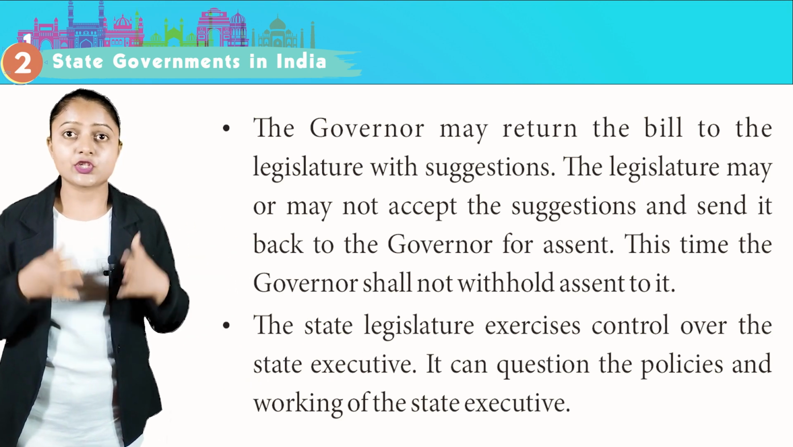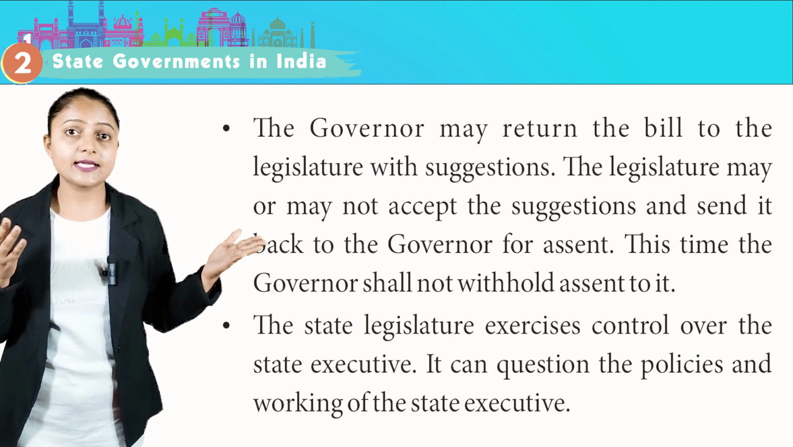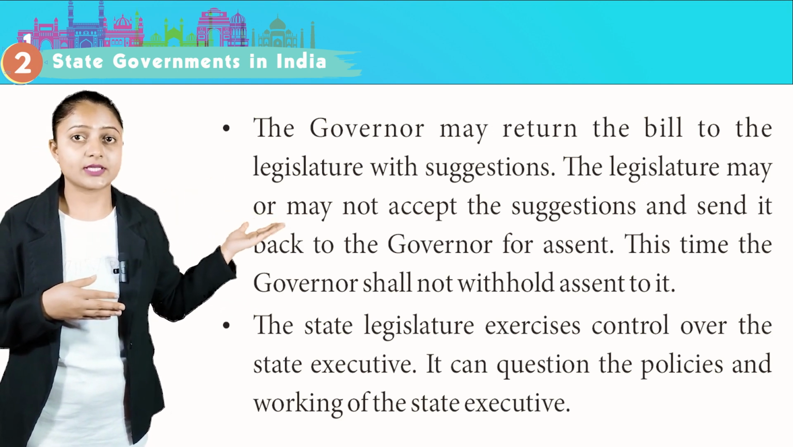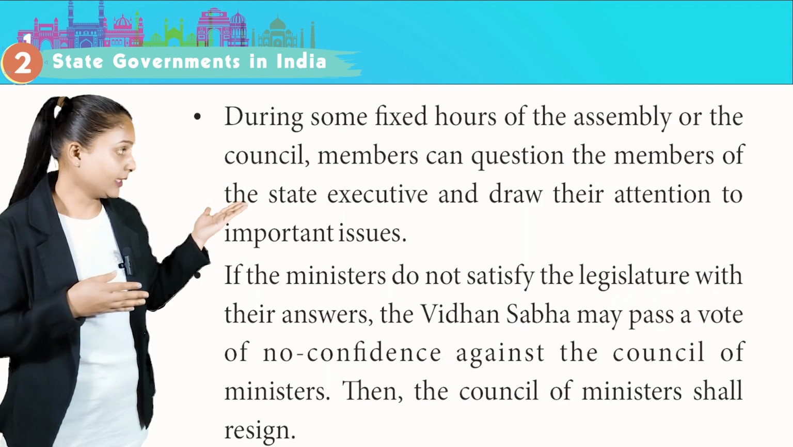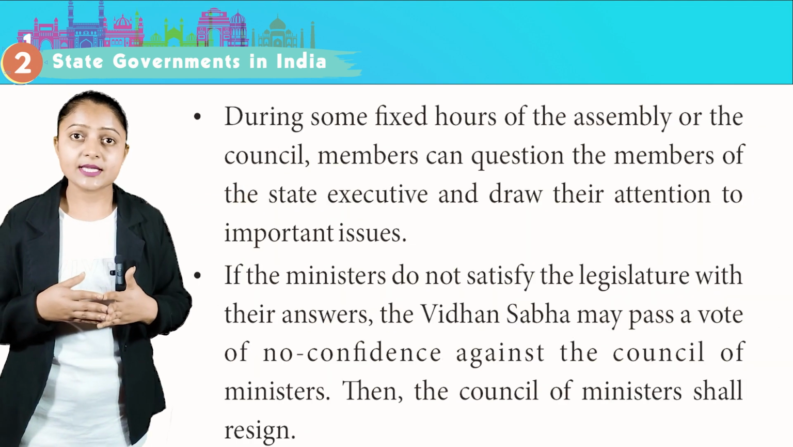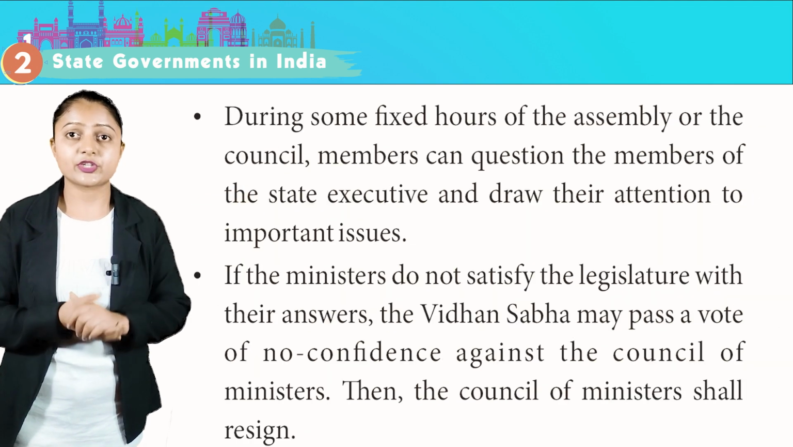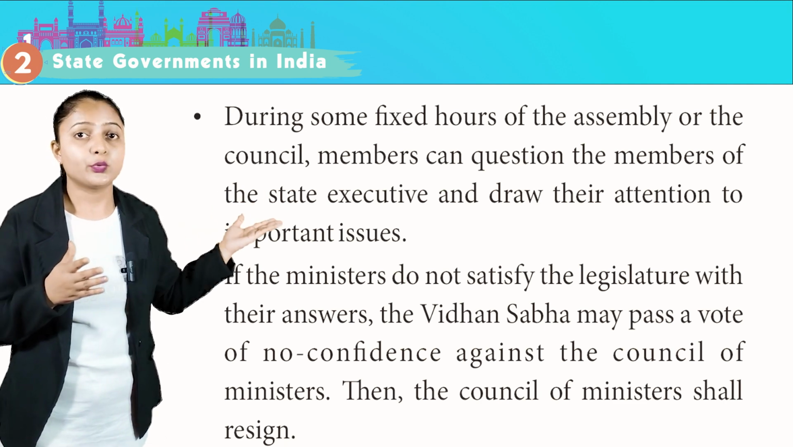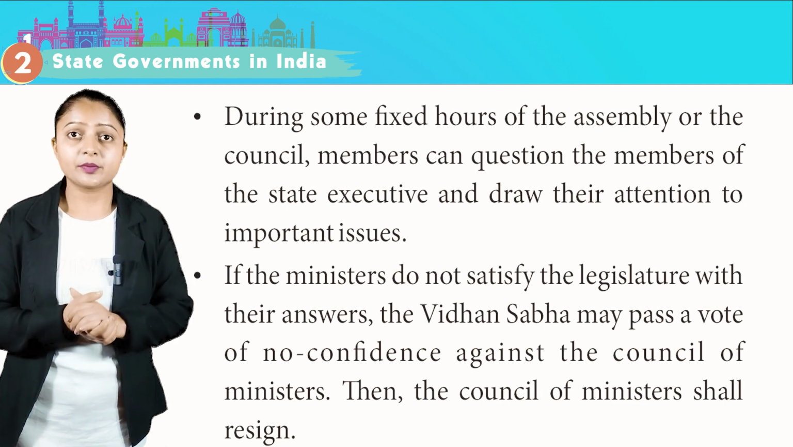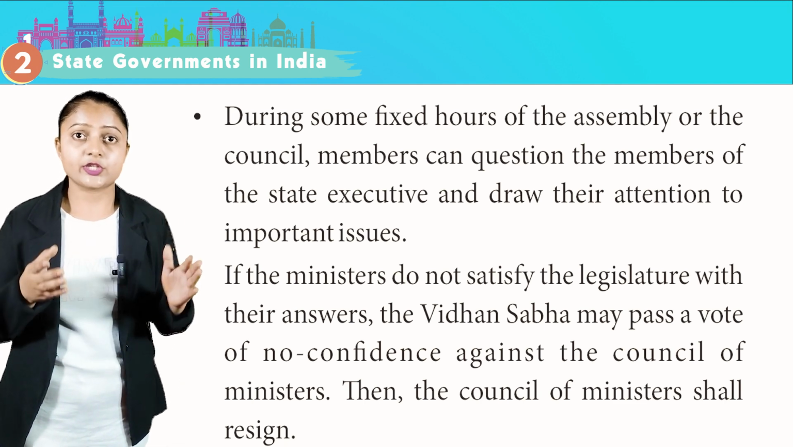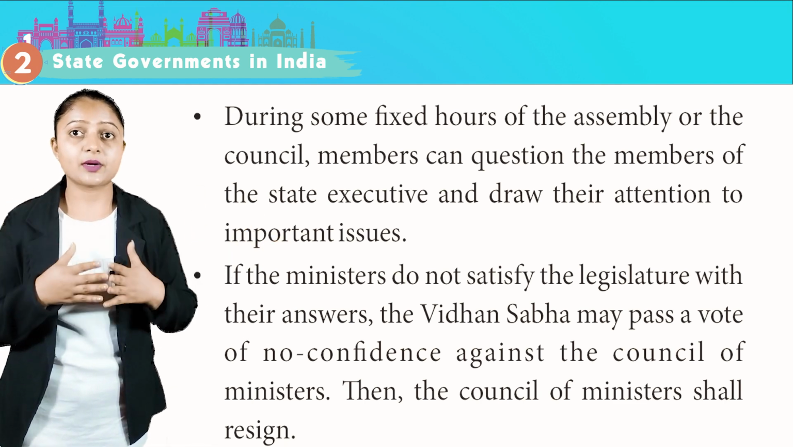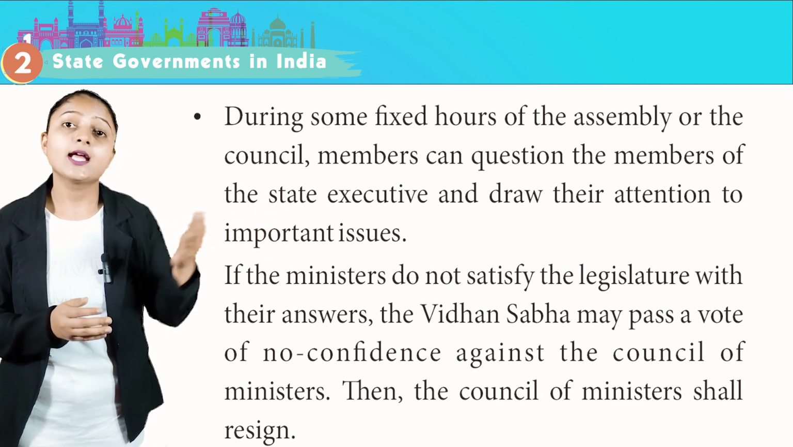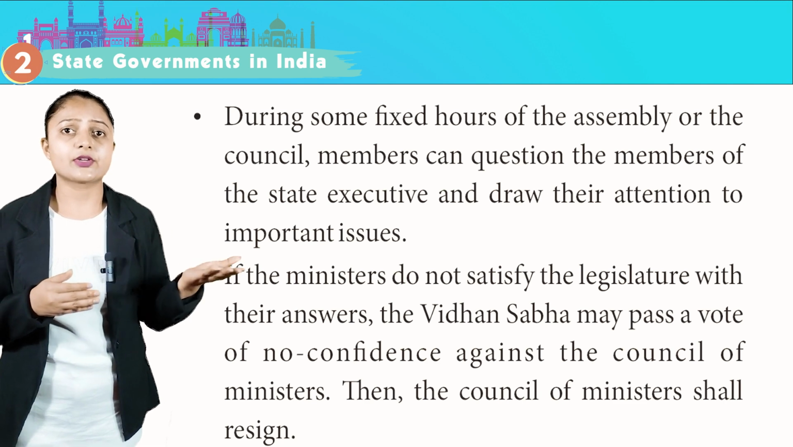The state legislature exercises control over the state executive. It can question the policies and working of the state executive. During some fixed hours of the assembly or the council, members can question the members of the state executive and draw their attention to important issues. If the ministers do not satisfy the legislature with their answers, the Vidhan Sabha may pass a vote of no confidence against the council of ministers. Then the council of ministers shall resign.